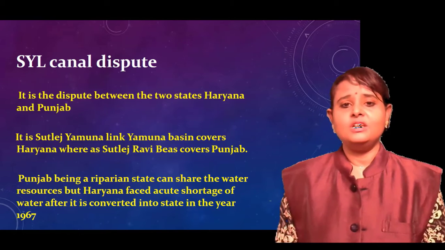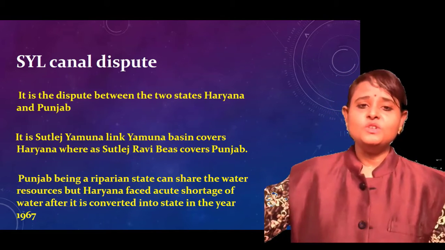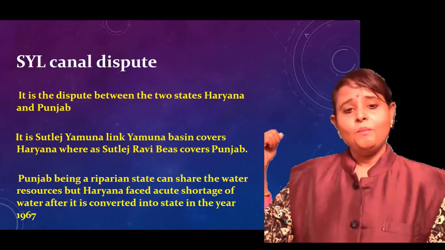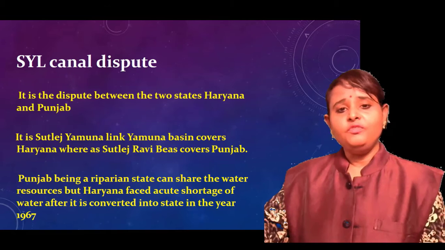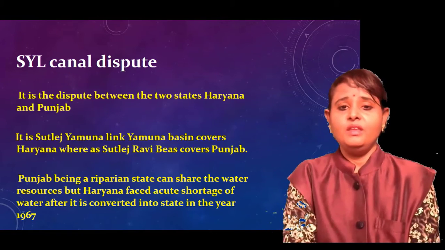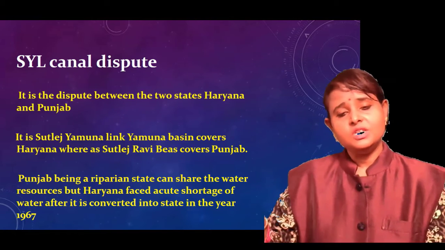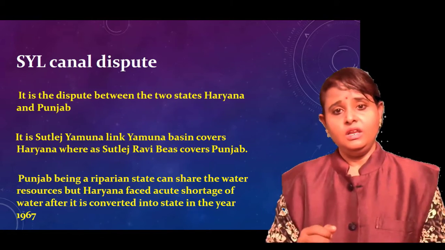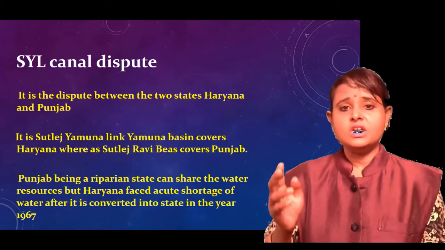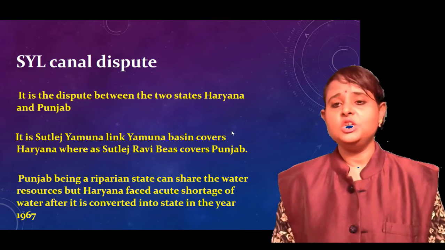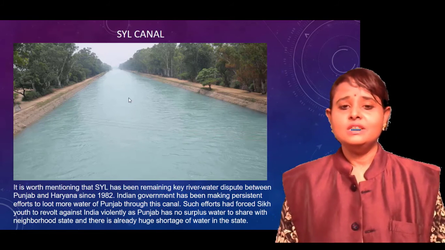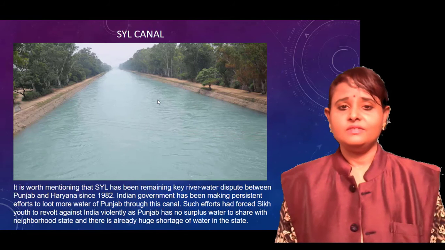Punjab being a riparian state, I told you already. Riparian state means which is present on the edge or the bank. They can share the water resources. But Haryana faced acute shortage of water due to excess consumption by Punjab. After it was converted into a state, it refused and objected to Punjab using more water, and both of them started quarreling over this Sutlej Yamuna Link. See, this is the Sutlej Yamuna Link.